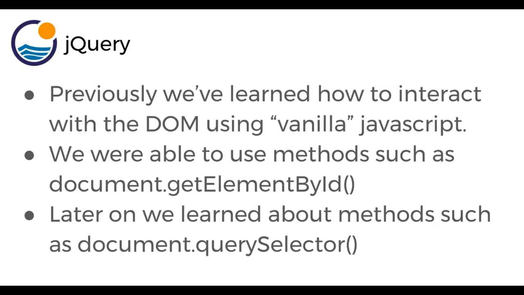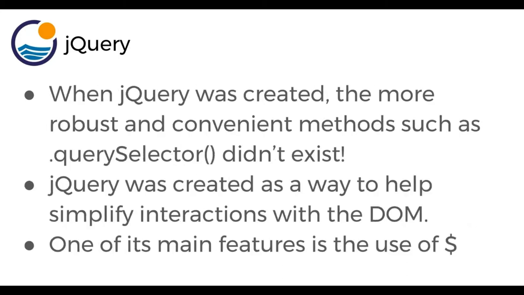Previously, we've learned how to interact with the DOM using what's known as vanilla JavaScript, which is another way of saying just plain JavaScript. And we were able to use methods such as document.getElementById, and later on we learned about methods such as document.querySelector. When jQuery was first created, the more robust and convenient methods such as .querySelector and .querySelectorAll actually didn't exist in vanilla JavaScript. So jQuery was created as a way to help simplify interactions with the DOM. And one of its main features is the use of the dollar sign.